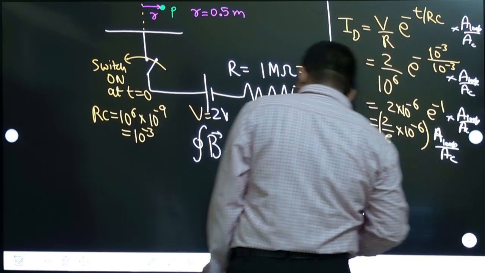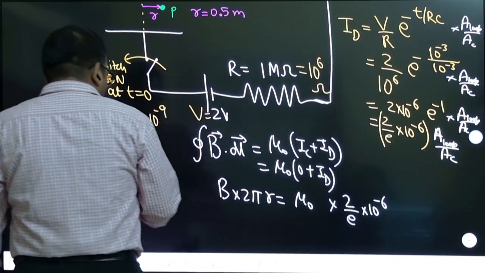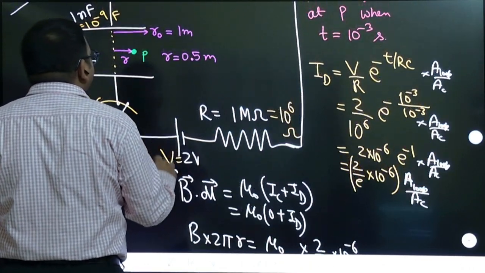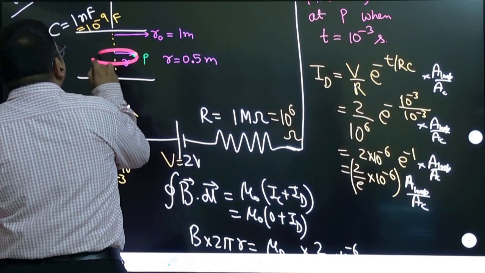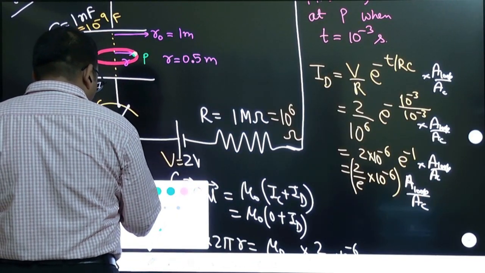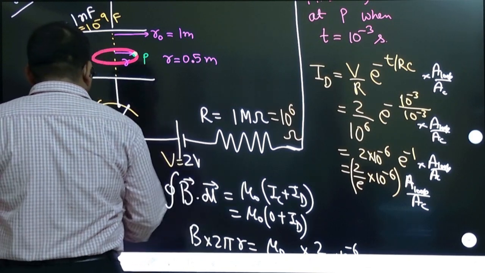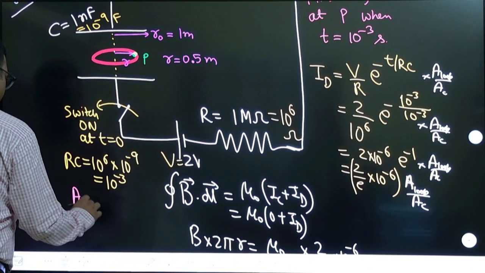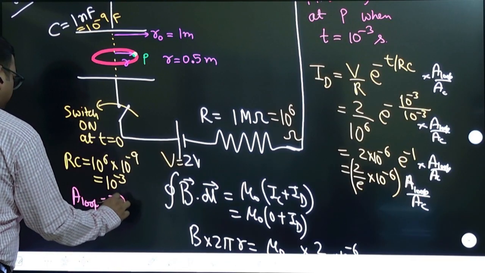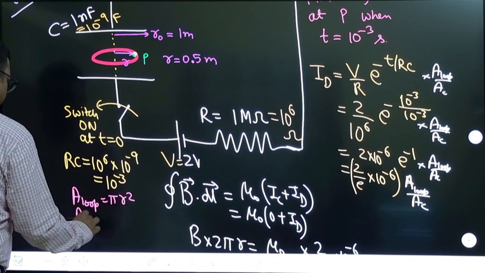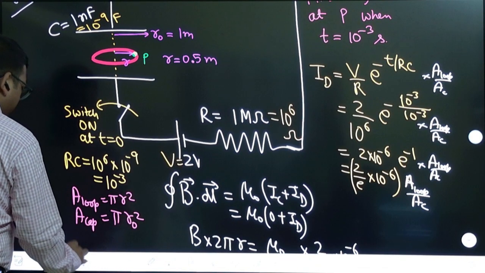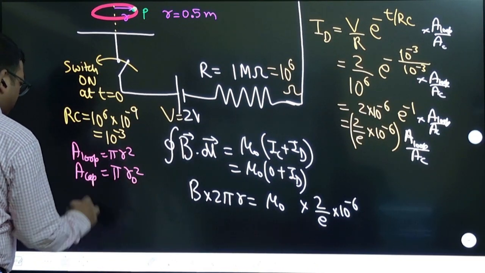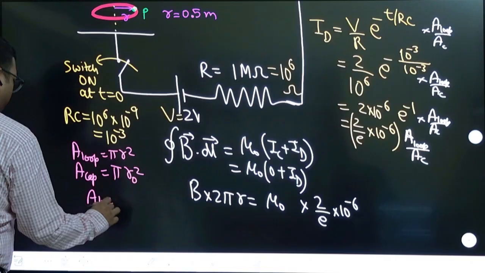Now tell me, what was the area of the loop? Where is the loop which you are going to make? This was the loop. So the area of the loop is pi small r square. The area of the capacitor is pi into r naught whole square. So what does this ratio give? Area of loop by area of capacitor.